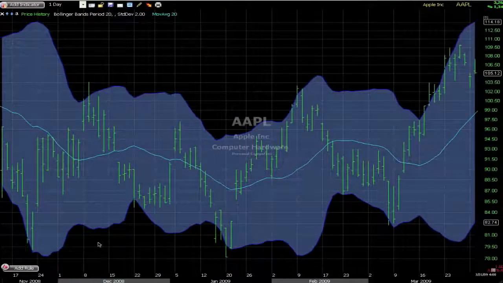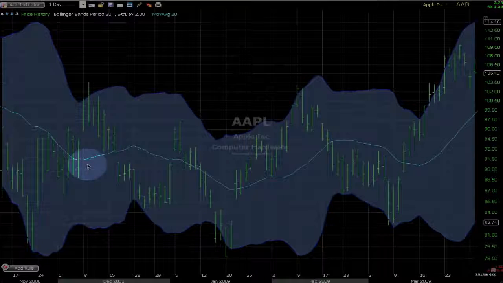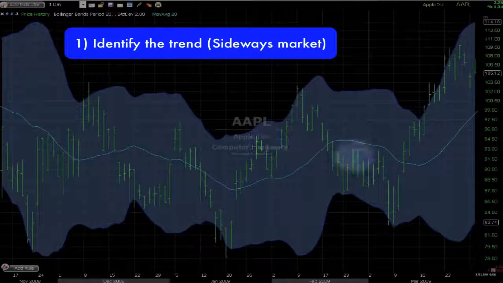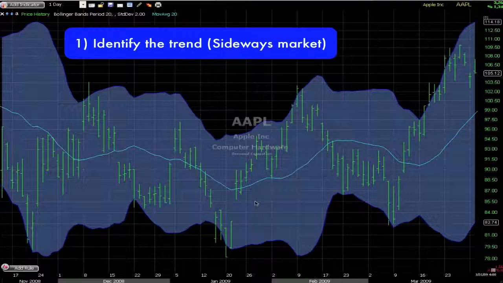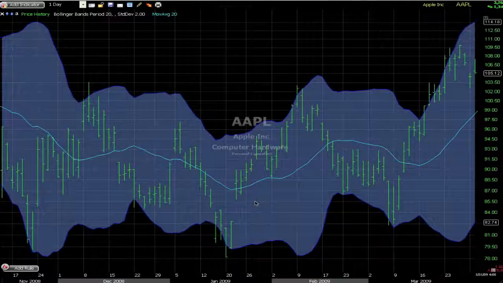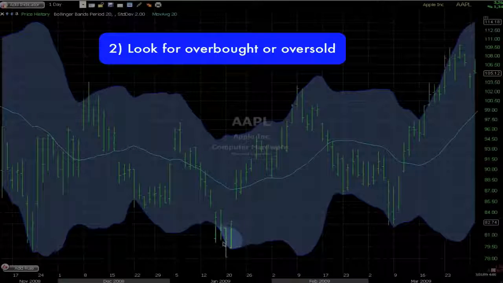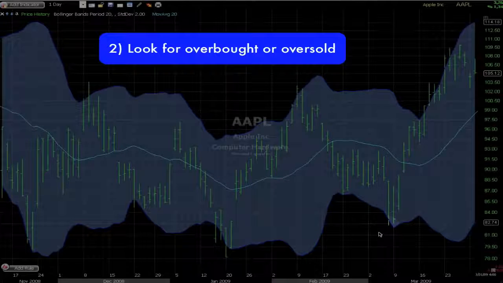Here's another way to use Bollinger Band for a trading signal. I first identify the trend. I see that my MA is relatively sideways and price is crossing down and up through the MA. This indicates we've got sideways price action. That means I can go both short and long. I then look for a move to the upper Bollinger Band for an overbought signal and a move to the lower Bollinger Band for an oversold signal.